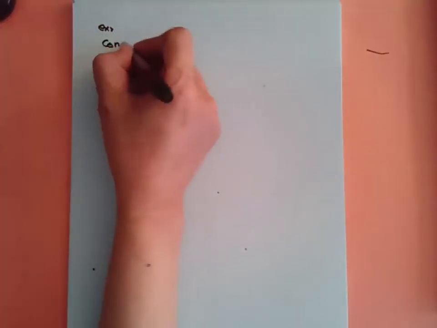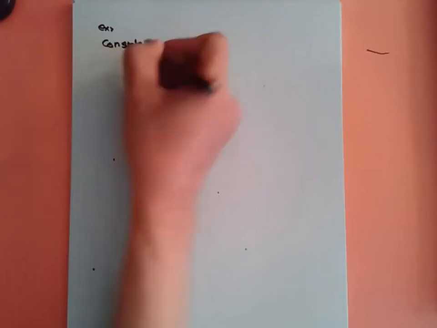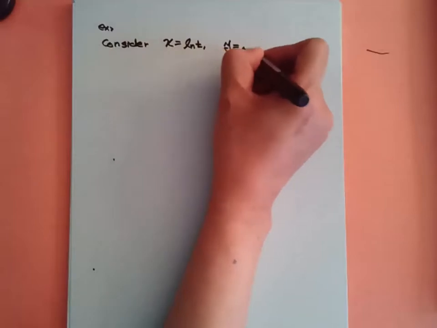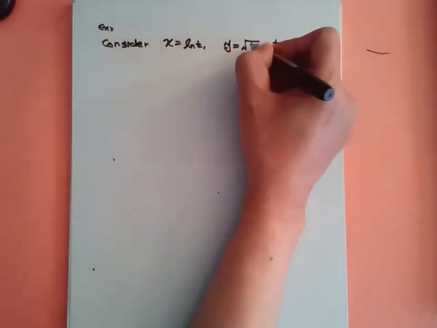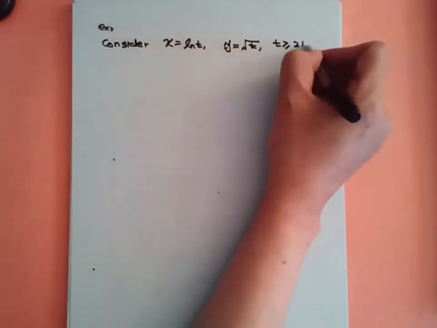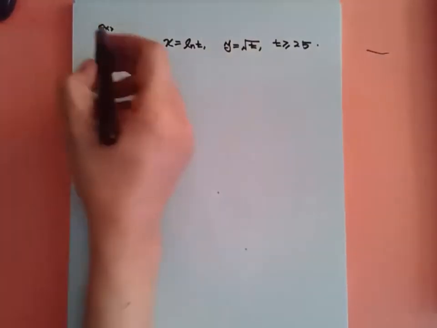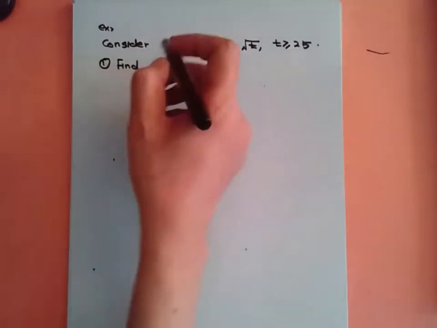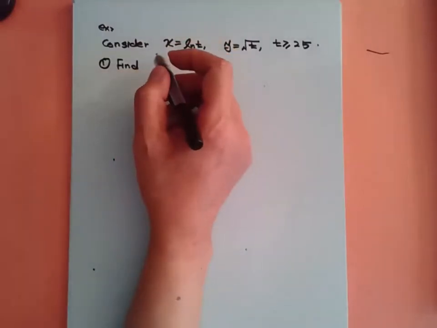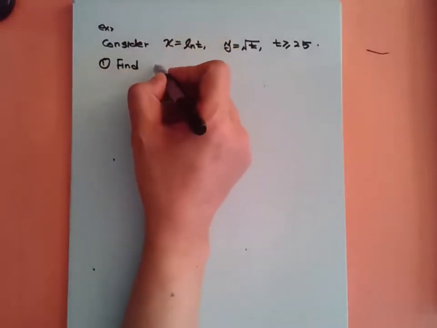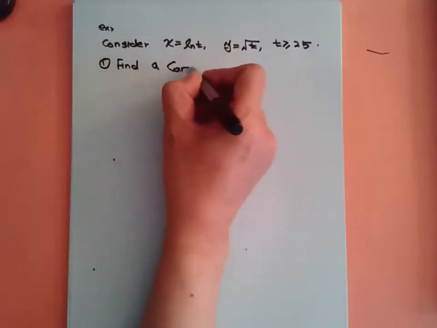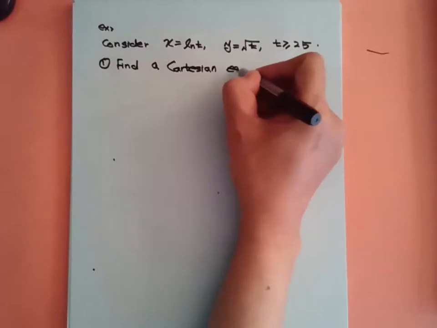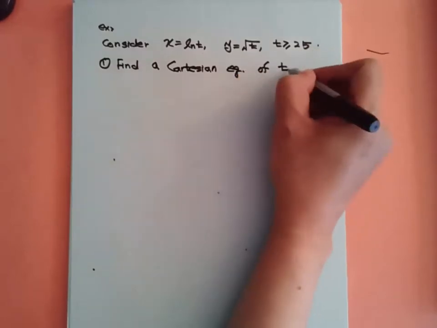The next question is consider x equals natural log of t and y equals square root of t. We assume that t is greater than or equal to 25. Find a Cartesian equation of the curve.